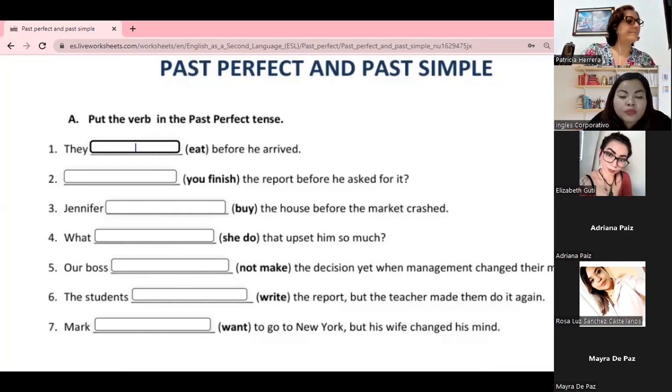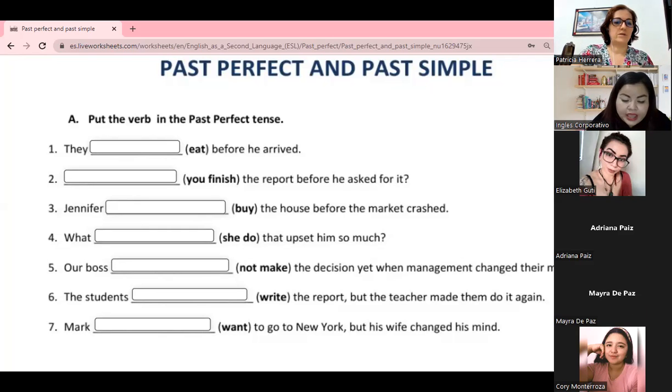We start with number one is going to be Elizabeth, Ellie. Number two, Patricia. Number three, Cory. Number four, Mayra. Five, Adrian. Six, Adriana. Seven, where is Rosa? She left. Seven, Rosa, if she comes back, right? So let's start. Let's try to write the answers. If you are ready before, just tell me and we can write this sentence here. It doesn't matter your number. You can tell me your answer.